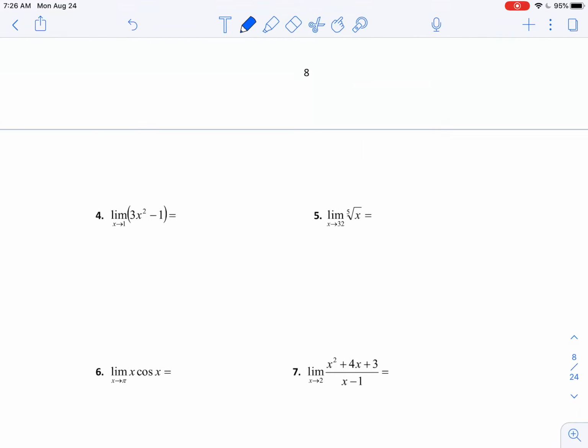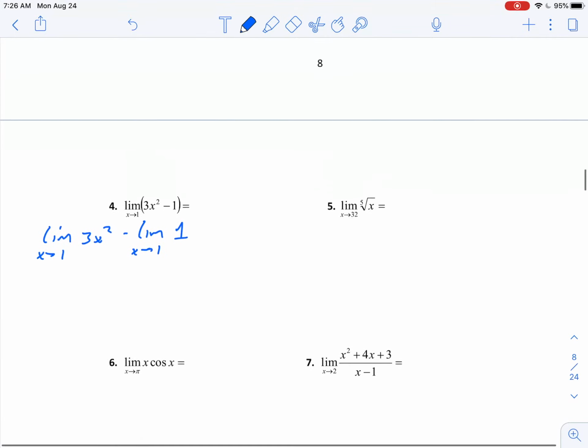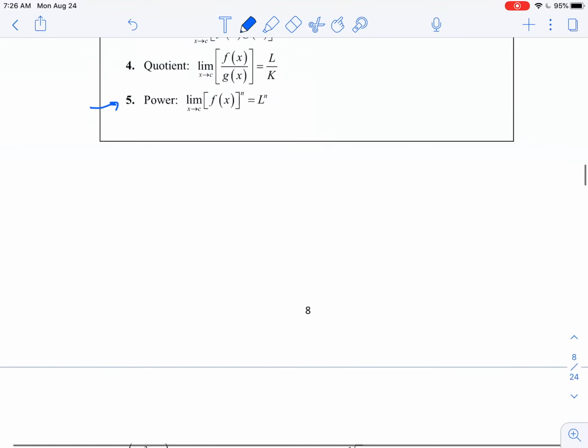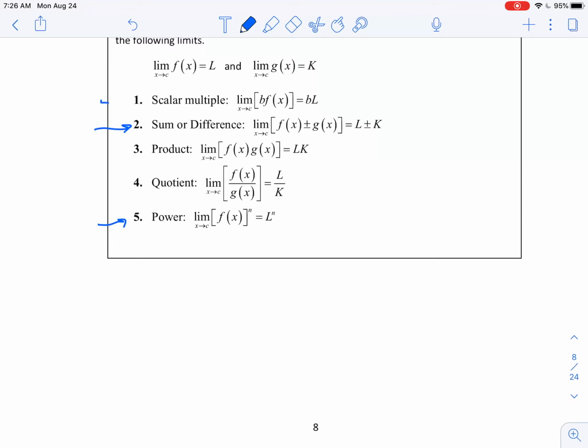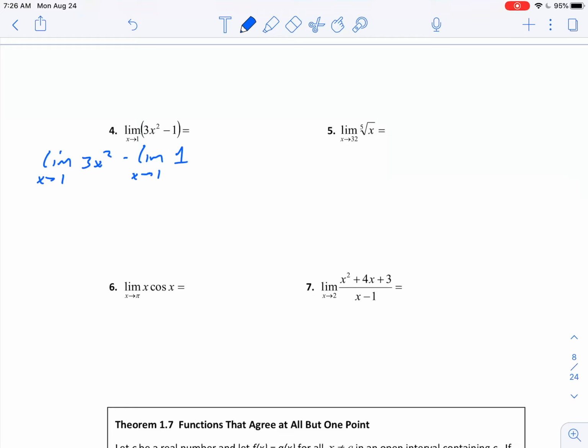So they're basically saying that you could split this up into the limit as x approaches 1 of 3x squared minus the limit as x approaches 1 of 1. Now, using my properties, for example, in the first one, the scalar property, where if I multiply a function times a constant, here I'm multiplying the function x squared by 3. This is the same as 3 times the limit as x approaches 1 of x squared minus the limit as x approaches 1 of 1.